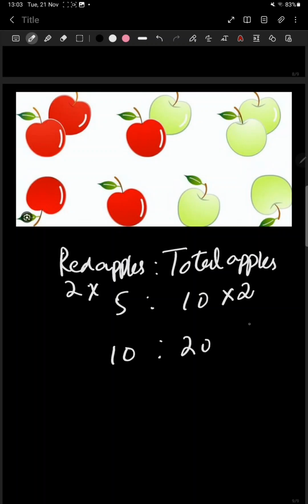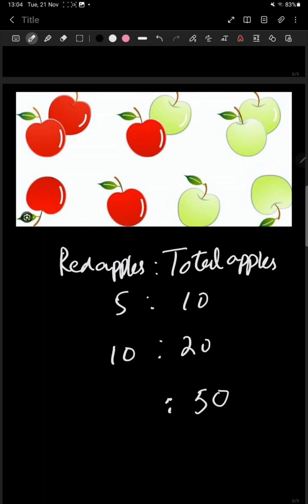If we are multiplying this by 4, we will multiply the other also by 4. So in this way we can get many equivalent ratios according to the question. As much as we require, we will keep multiplying it. Now 10:20. If I give you that I was having 50 total apples, so how many red apples are there?